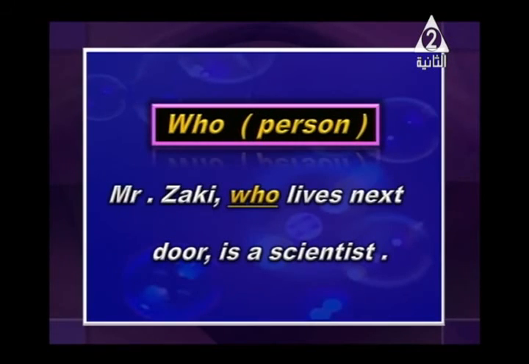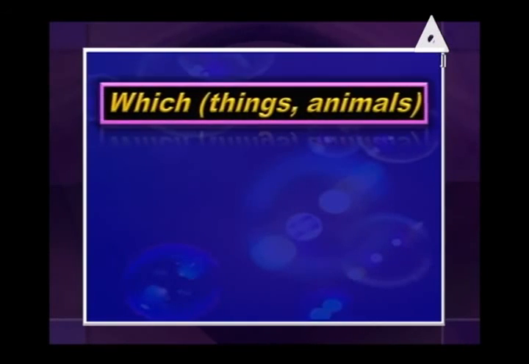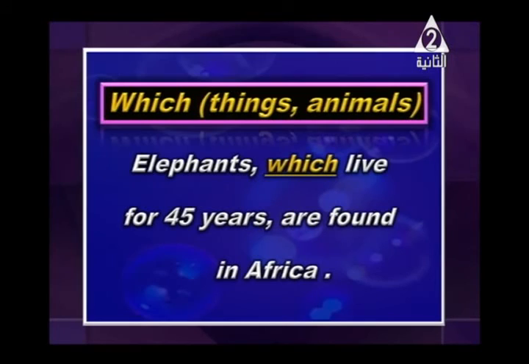And you have to know something very well. In non-defining clauses, we have to find the verbs. So here after who we have lives. Next, which is for things and for animals also. So let's see: elephants, which live for 45 years, are found in Africa.